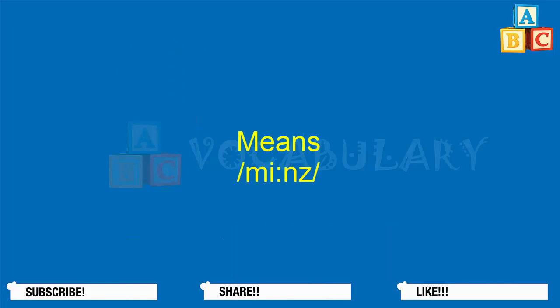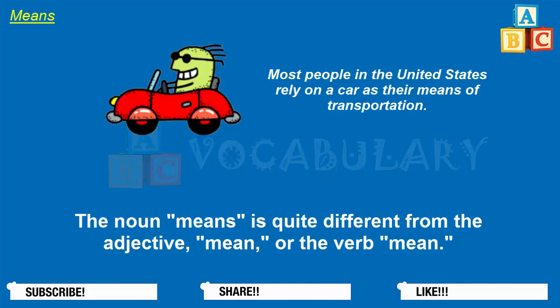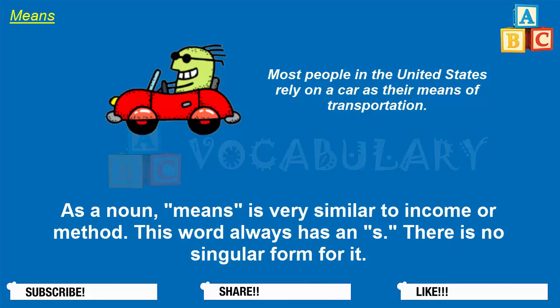Means. The noun means is quite different from the adjective mean or the verb mean. As a noun, means is very similar to income or method. This word always has an S. There is no singular form for it.